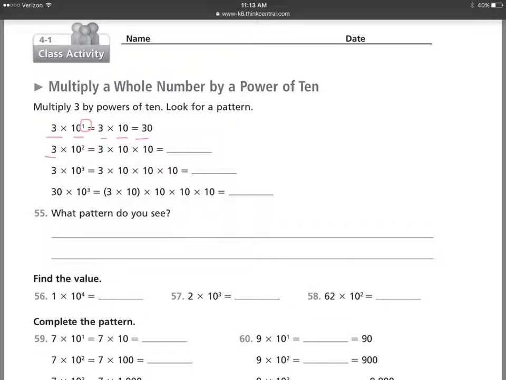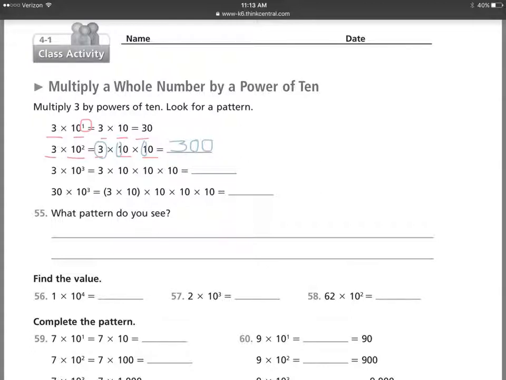Here we have 3 times 10 to the power of 2, which is the same as 3 times 10 times 10. One way that I look at that is I look at my whole numbers and I multiply them first. 3 times 1 times 1. 3 times 1 is 3 times 1 is 3, and I would put that, and then I would add the zeros that I need to add, which is 1 for each of the 10s.